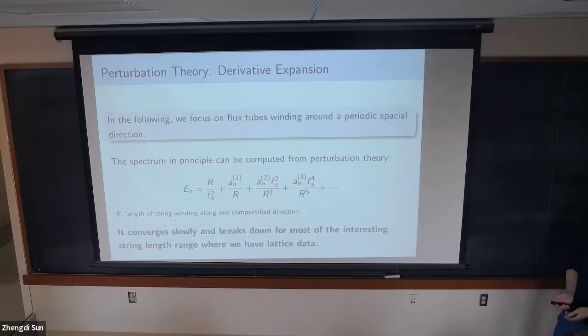And this leads to these expansions with the expansion parameter Ls over R, where R is the string length and Ls characterizes the string tension. But this is not very effective in looking at the excited spectrum, because firstly it converges slowly and it breaks down very early for excited strings. So we are looking for a more systematic and practically useful way of describing the string spectrum.